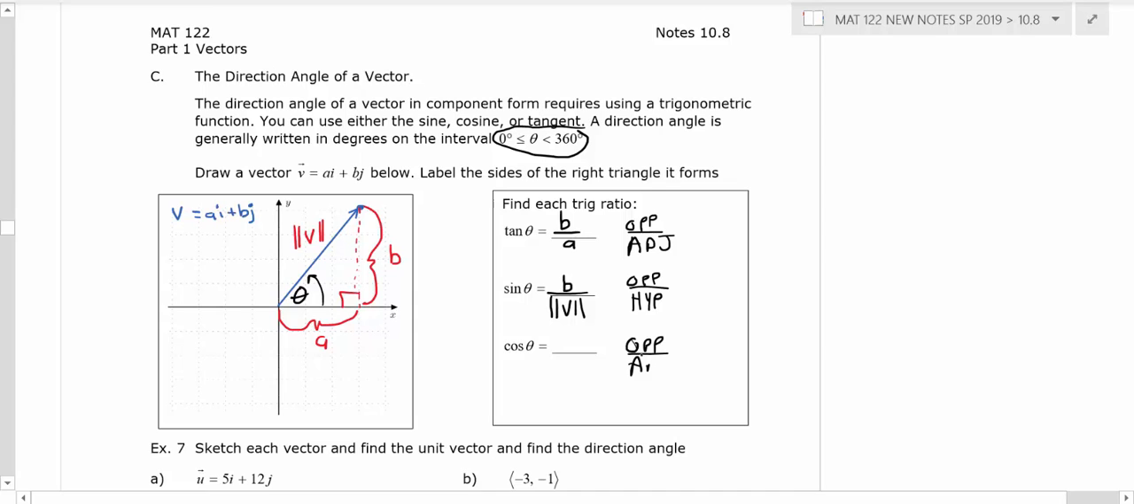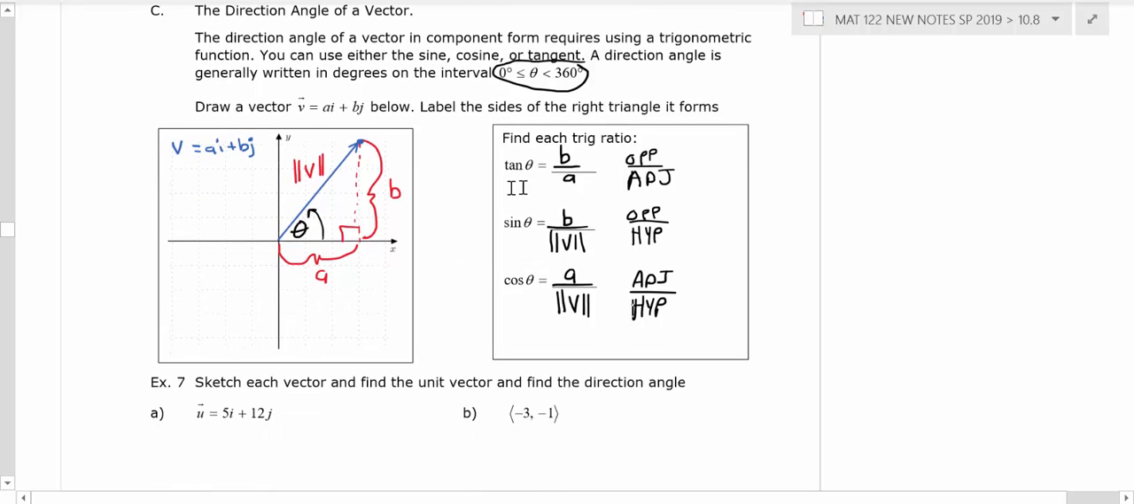And then finally, the cosine is adjacent over hypotenuse. Sometimes I get to talking, can't talk and think at the same time. So side adjacent would be A, and the hypotenuse would be the magnitude of that vector. So you get these trig ratios, and you can easily find the direction angle just by applying some basic trigonometry.